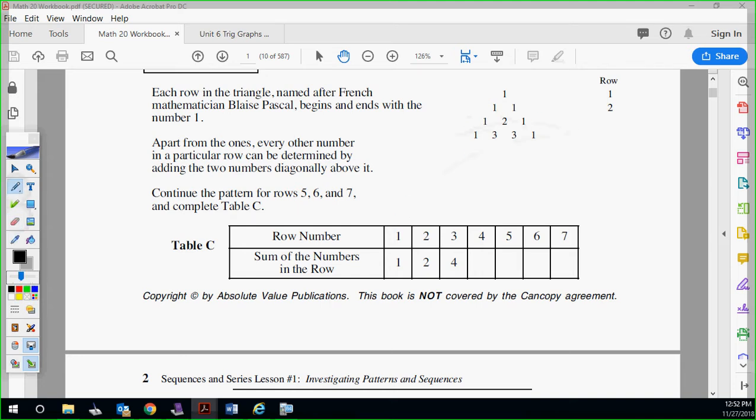Okay. All right. So sum the numbers in row 1. So row 1, it's a 1. 1 plus 1 is 2. 1 plus 2 plus 1 is 4. 3, that's 8 for row 4. 16, good. You're really good, good job. Okay, so it's doubling every time, good.